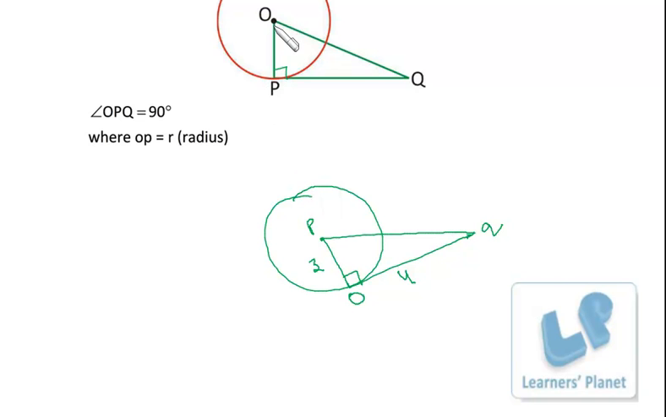The angle between the radius and the tangent: they should have a common point, that is P. So OP and PQ: OP will be perpendicular to PQ. PQ is the tangent, OP is the radius, and the radius is perpendicular to the tangent.